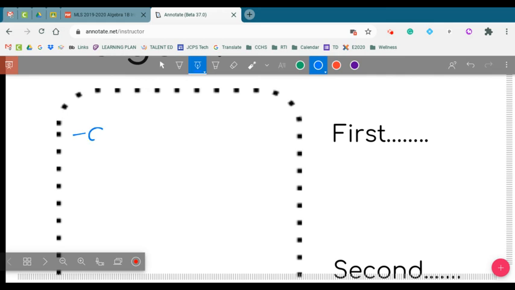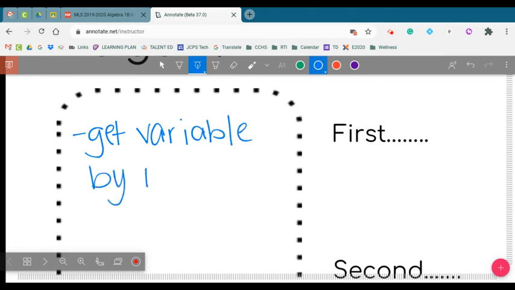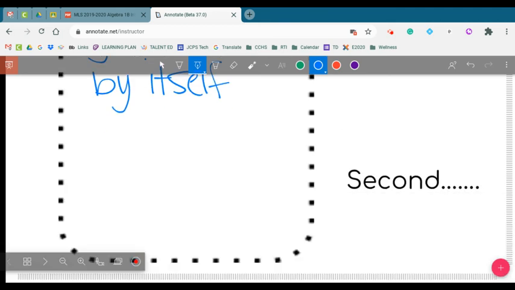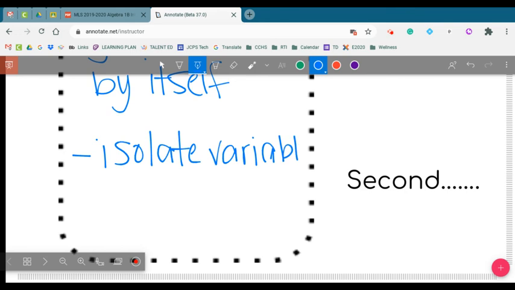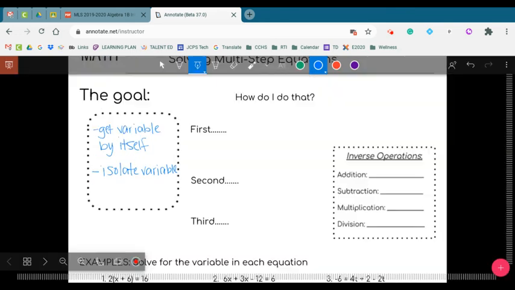So we want to get the variable by itself, or we could say we want to isolate the variable. Whenever I mean this, we want to get our variable to one side of the equal sign, and it'd be the only thing on that side.